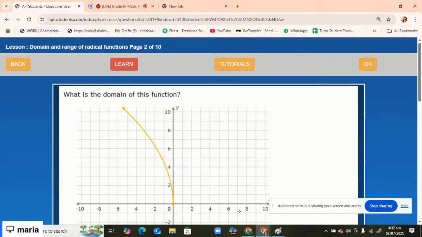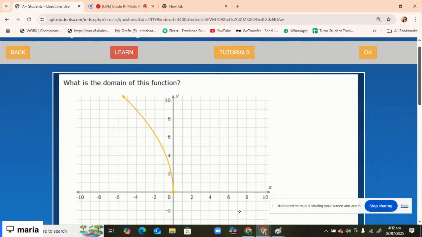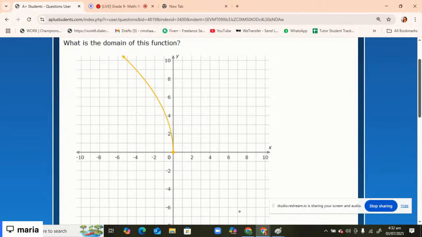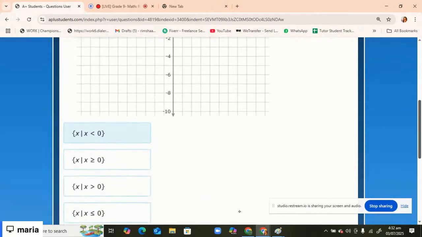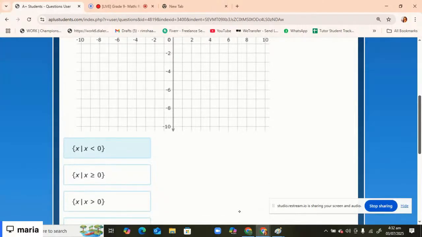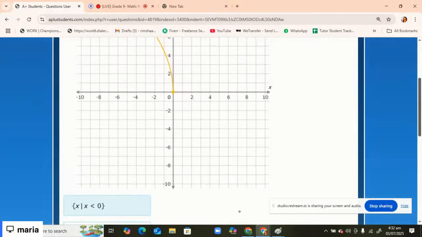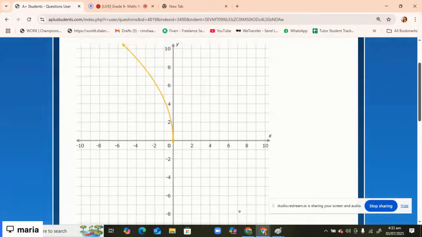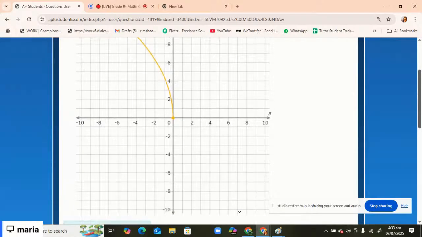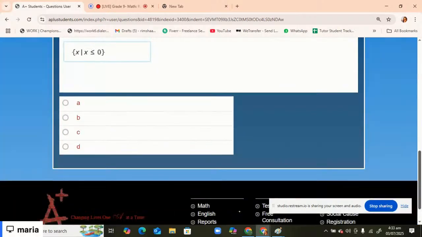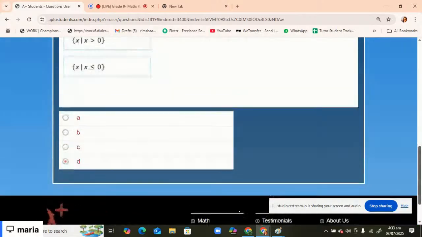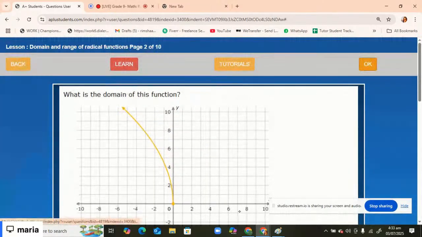Now let's do this. What is the domain of this function? The domain of this function should be from 0 to -5. Look, it is not greater than 0. First option is less than 0. It's not only less than 0, yes it's less than 0, but it also equals 0. Less than or equal to 0, the last option, because it starts from 0, and less because it's on the negative side.